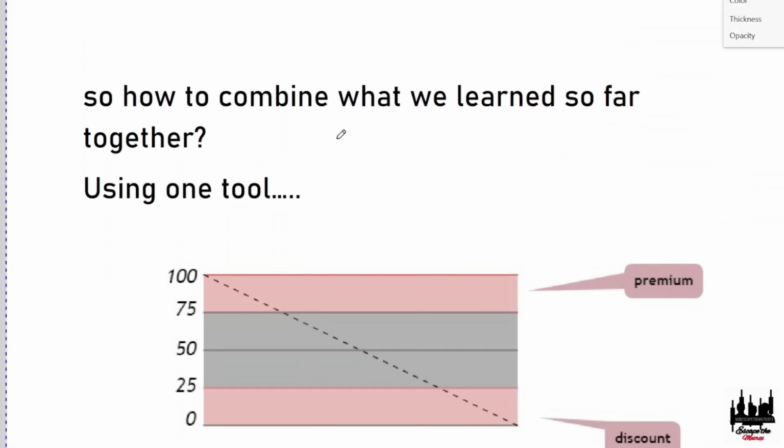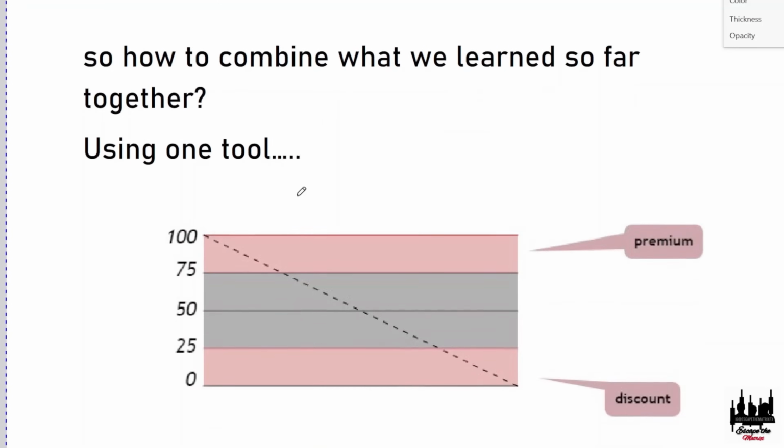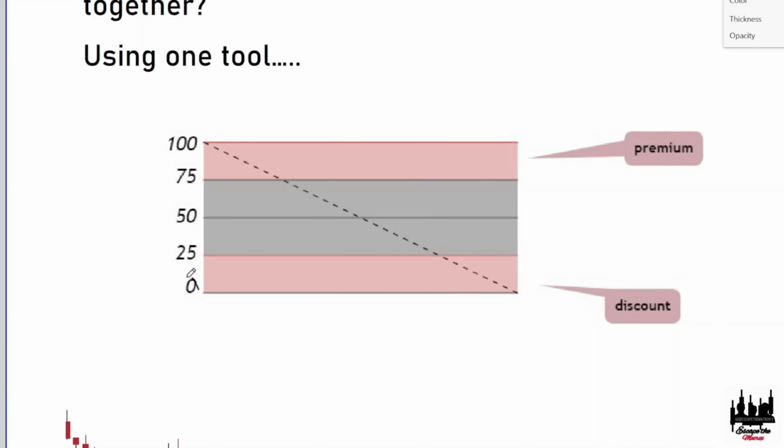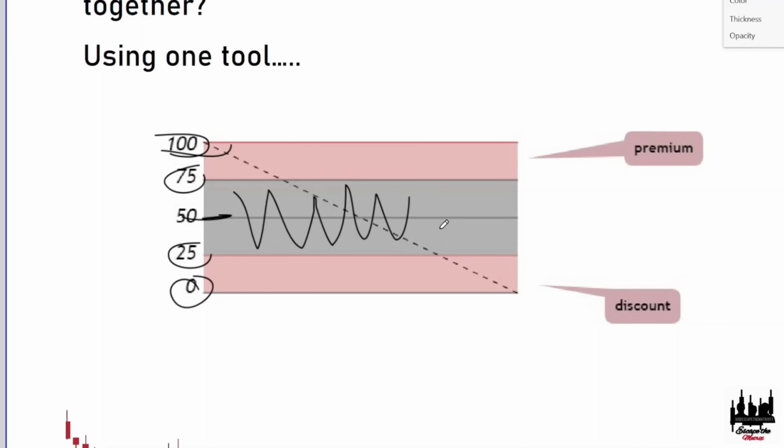So how do we combine what we learned so far using one tool? Fibonacci. The 0 level to 25 is our discount level. The 75 to 100 is our premium pricing, and 50%, this whole area, is fair pricing. And remember, guys, always go back to our t-shirt ideology. You always want to ask, why is it beneficial for me to purchase something right now at this specific pricing?